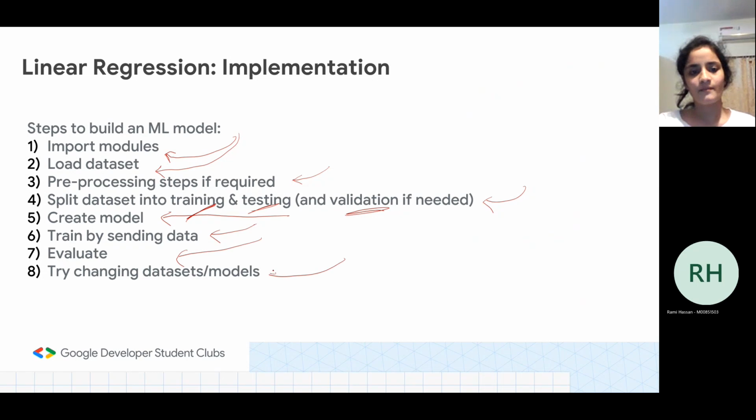And last step, you try different data sets and models. Now, in this case, we're just going to use one model. But when we do classification next session, we're going to try different types of models, okay? And data sets, maybe like if you want more data for training or testing, you can change that and try it out.